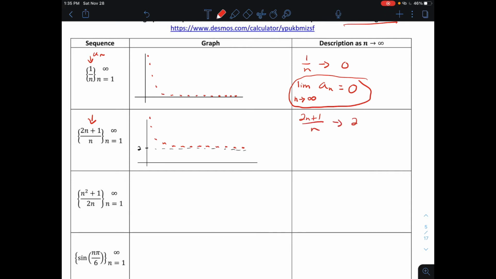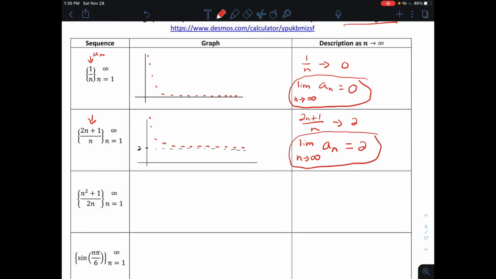And we're going to write this using limit notation. So we'll say the limit as n approaches infinity, so our index number approaches infinity, our explicit formula, a_n, is approaching a value of 2, so we'll say equals 2. So there's our limit there.